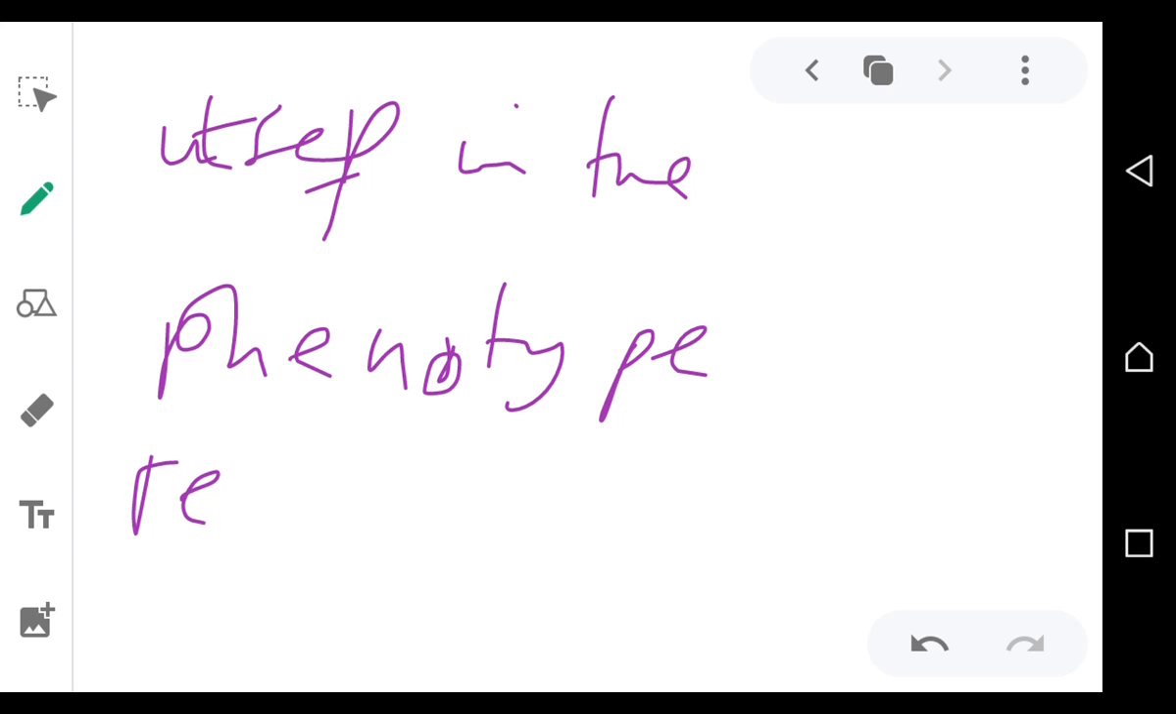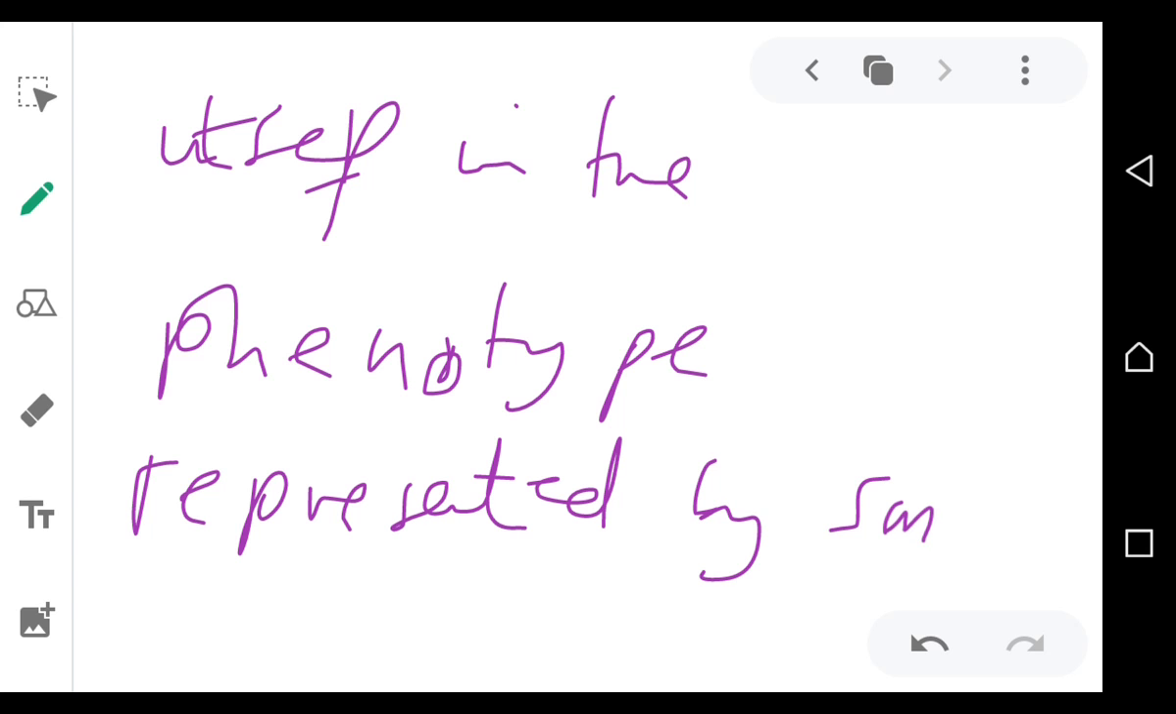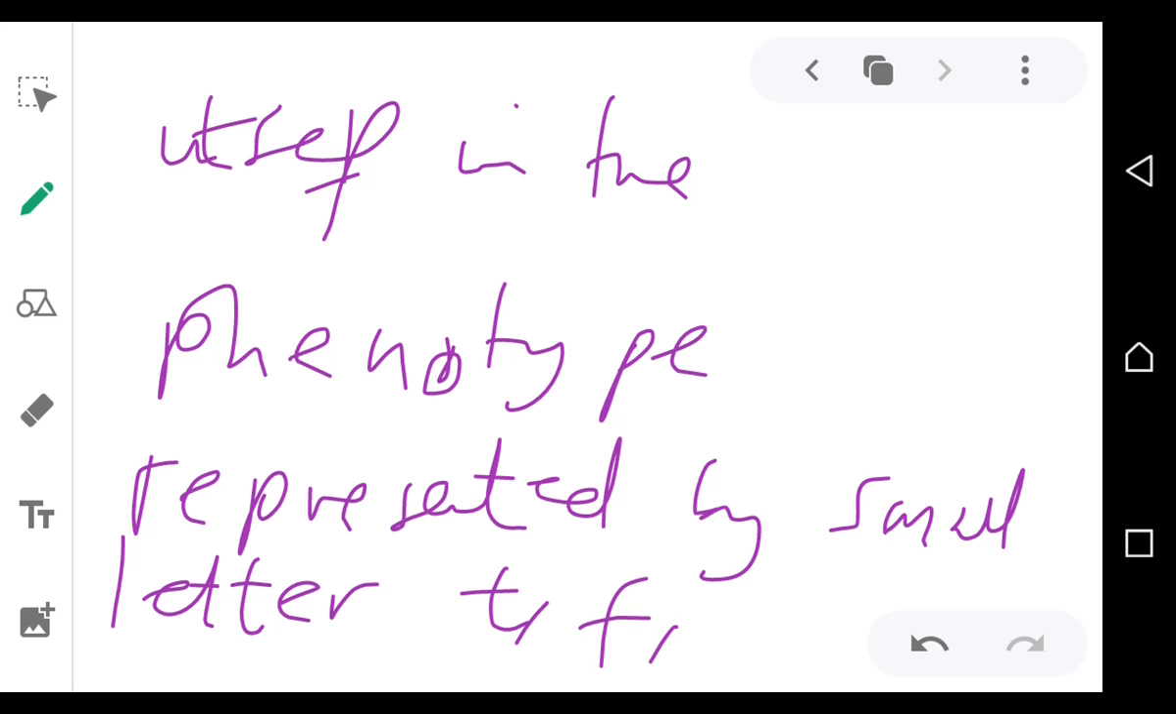It is represented by small letters, such as small t, small f, small h, small r, small b. You see, the non-capital letters are small letters. So a recessive gene is a gene that cannot express itself in the phenotype. It can never manage to express itself in the appearance, in the phenotype.